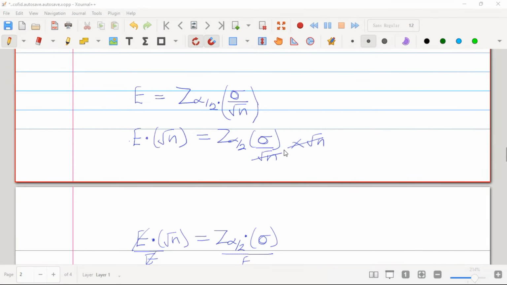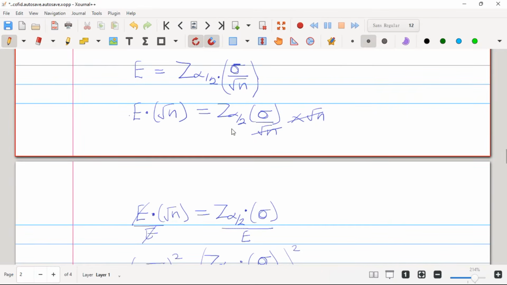As I was saying, when we were treating the confidence interval, we saw that our margin of error E is equal to z subscript alpha divided by 2 times the population standard deviation divided by the square root of n. We have this equation, and we just want to make n the subject. So we multiply both sides by n, so that this n cancels that n, and then we get e times the square root of n, which is equal to z subscript alpha divided by 2 times the population standard deviation.